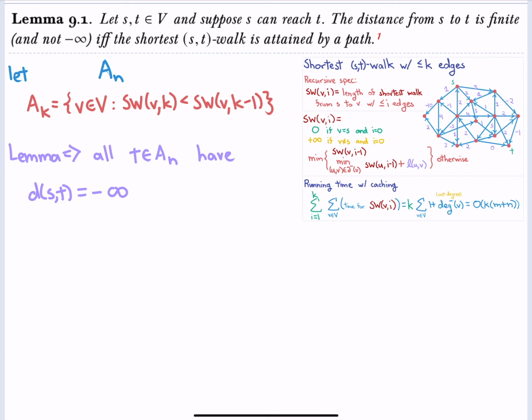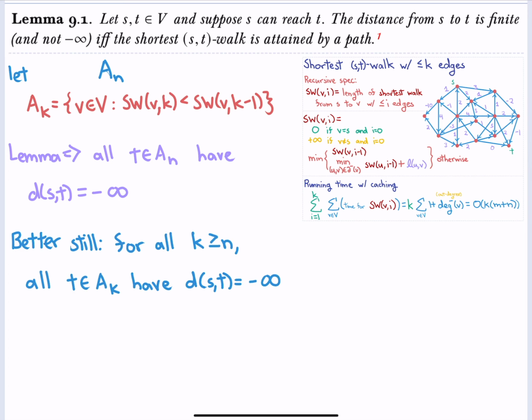Right? And what about A sub n plus 1? Well, if something's in A sub n plus 1 and it also improved, and it's not a path anymore, so it must be negative infinity. So all of the A sub k's where k is at least n contain vertices with negative infinite distance. Okay, that gets us closer. It doesn't quite resolve everything, right? We know that everything in some A sub k with k at least n has negative infinite distance. That doesn't tell us that everything with negative infinite distance is in one of those sets, a slight gap.